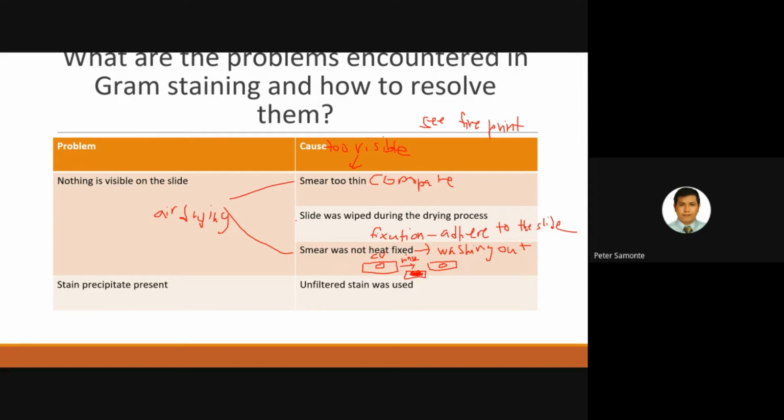And then, slide was wiped during the drying process. So let's say, for example, after staining, you added your safranin, and you're already done with your gram stain. All of a sudden, you inverted the slide. Instead of wiping the clear side, ang pinunasan ninyo is the side wherein the smear was found. So be very careful with that, class. And to be honest, nangyari na sa akin yan while practicing. Even when I started my profession, I accidentally wiped the sample. So I had no choice but to repeat the entire smearing.